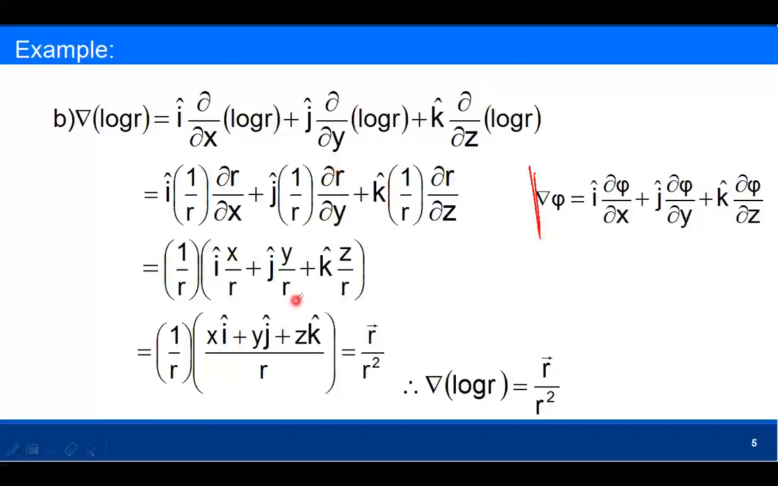That means x by r i plus y by r j plus z by r k. Since this denominator is the same, we are adding these numerators, xi plus yj plus zk upon r. Since xi plus yj plus zk is position vector r bar, upon r into r is r square. So therefore del of log r equal to r bar upon r square.